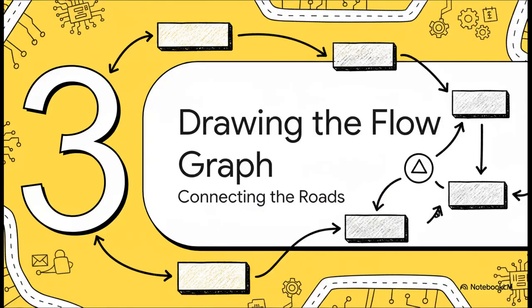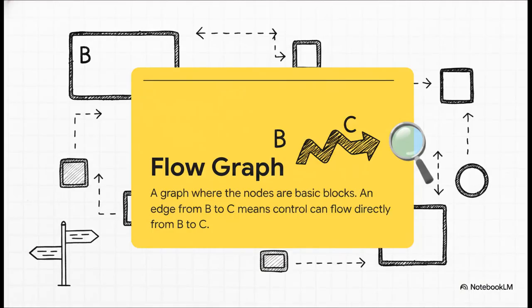So we've found our straightaways. These are our basic blocks. What's the next logical step? Well, we need to connect them, right? It's time to actually draw the full map. And in the world of compilers, this is called a flow graph. And again, the idea here is really direct. Each basic block that we just found becomes a node, or a destination on our map. Then we just draw an edge, a line, a road, from one block to another if the program can flow from one to the next.